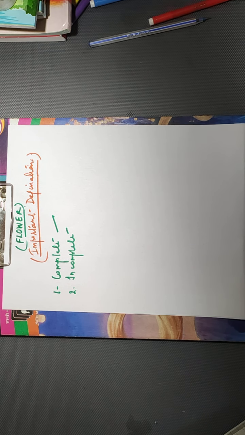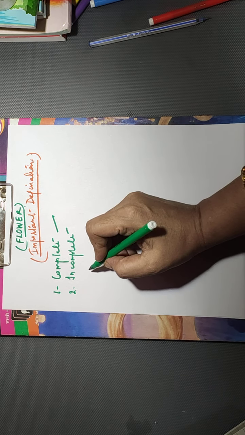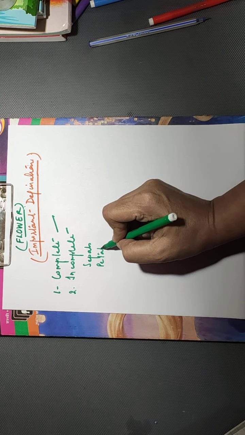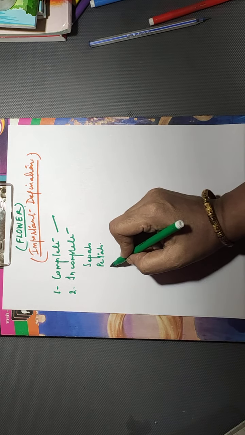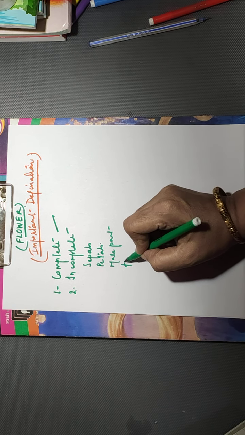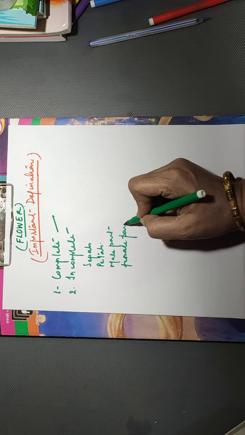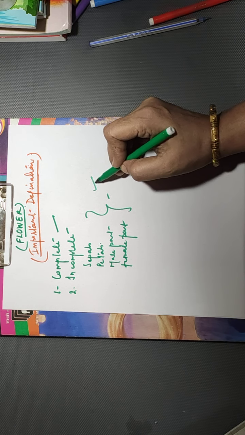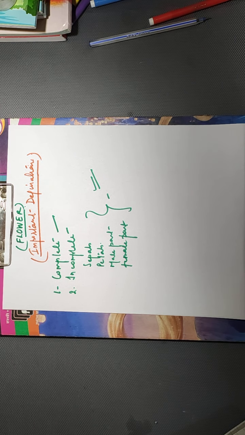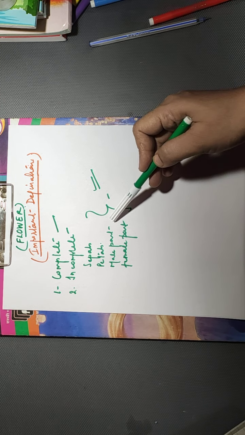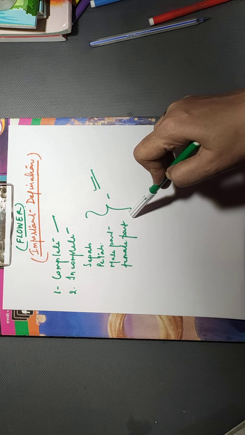Generally, the main four parts of flower are sepals, petals, male part of the flower and female part of the flower. So these are the main four parts of the flower. In floral part, sepals, petals, male part and female parts are present.